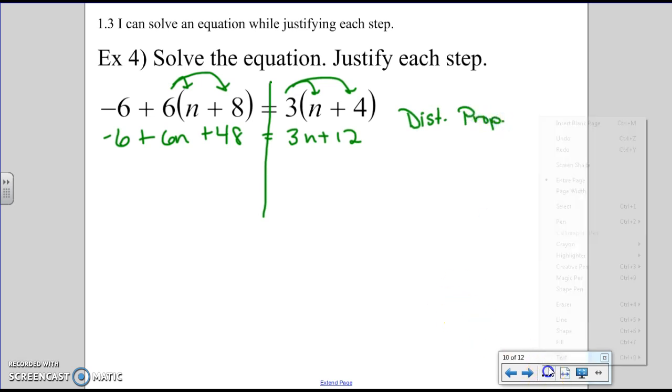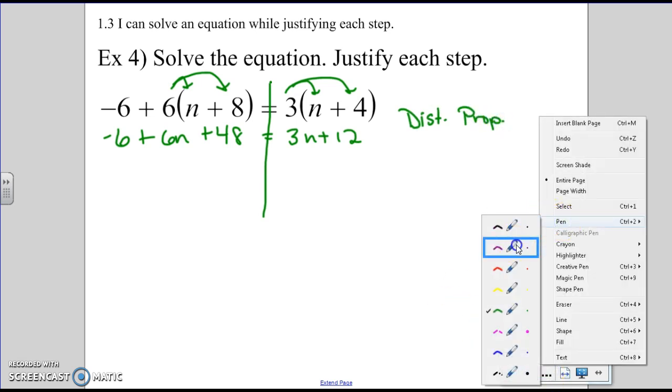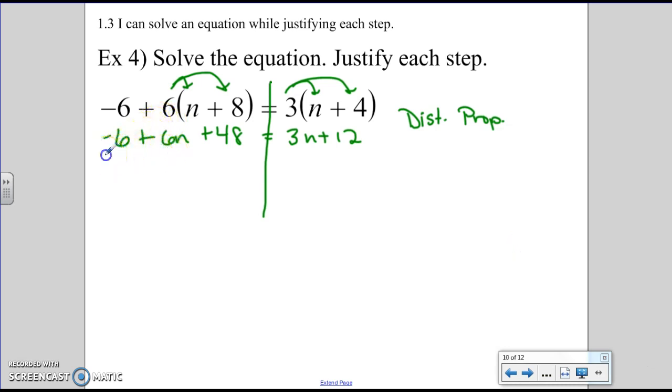Okay. Second step, we're going to combine like terms. So negative 6 and 48 on the left side gives me 42. So if I type that in my calculator, I get 42. On the right side, I cannot do anything to simplify, so we're going to leave it. Okay, so all I did was simplify there. That's how I'm going to justify my step.